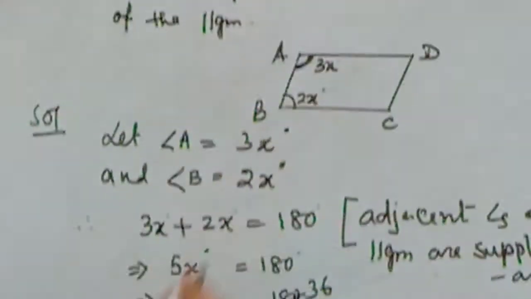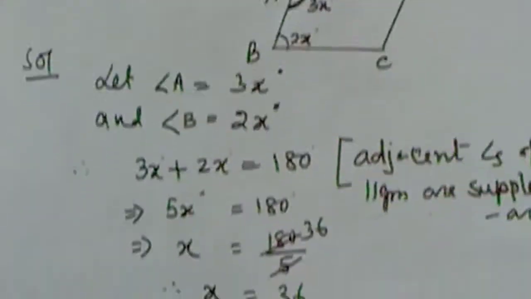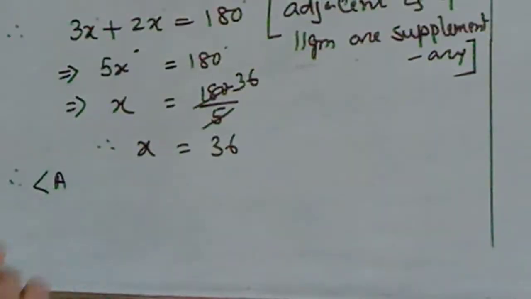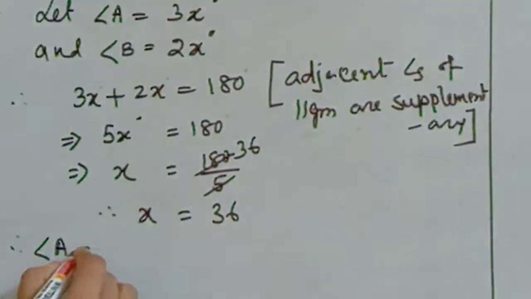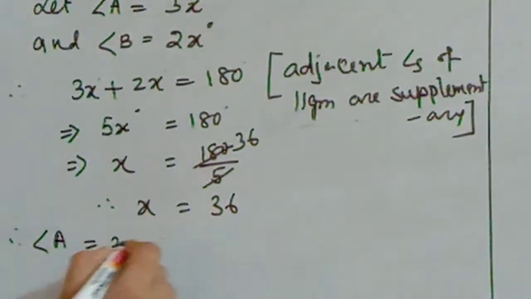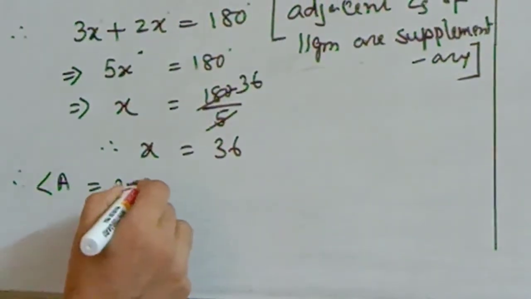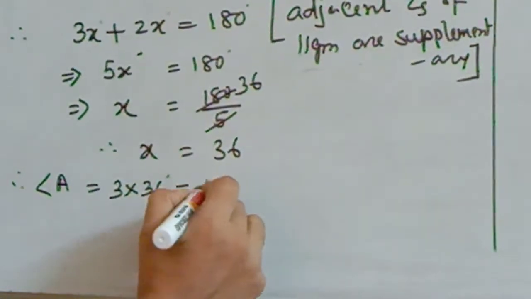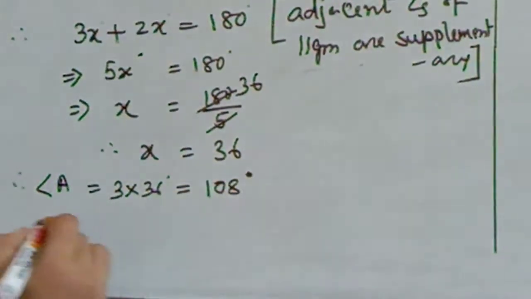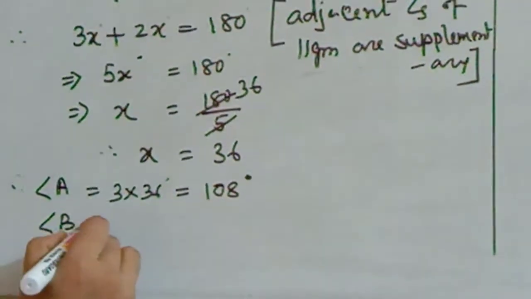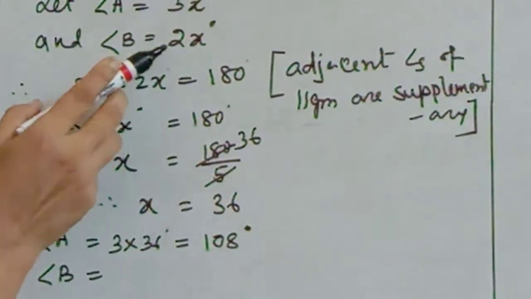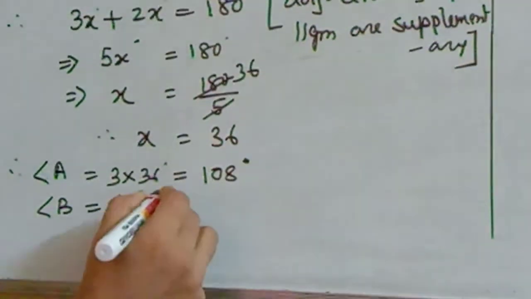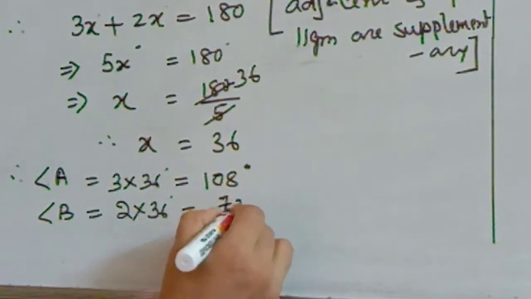Now the measurement of angle A. Angle A is equal to 3x. In place of x you can write 3 into 36 degrees, that is, if you multiply it will be 108 degrees. Angle B is 2x degrees, so 2 into 36 degrees is equal to 72 degrees.